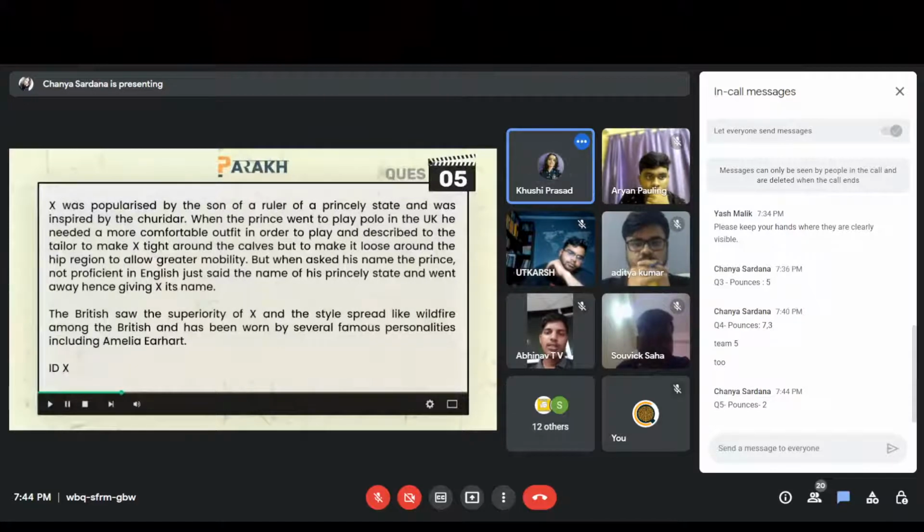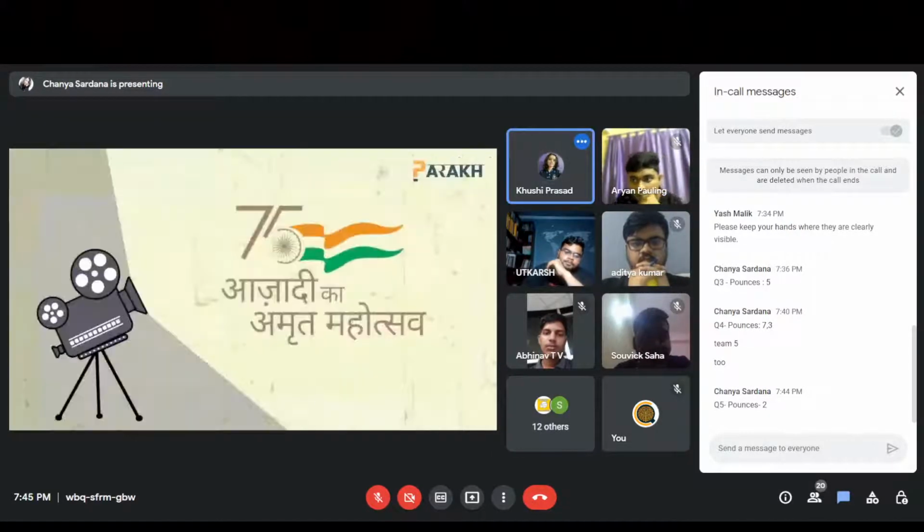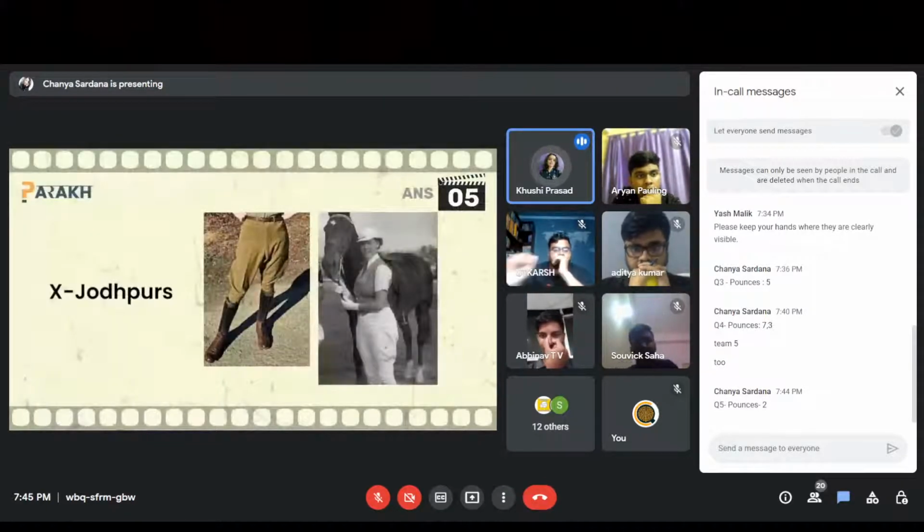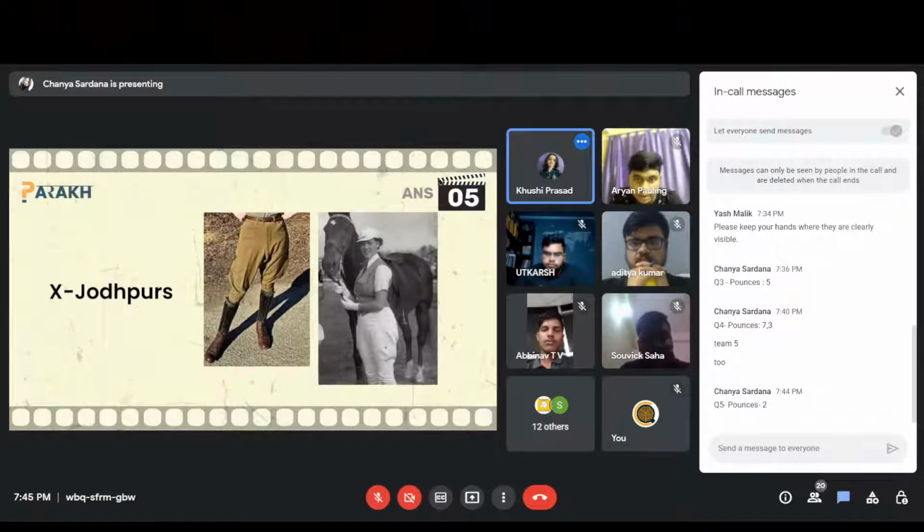Team 1, your answer? So these are the Jodhpurs. Yes, correct. So team 1 gets it right on their direct, so they will be given 20 points. Team 2, you guessed it wrong on pounce, so you'll be given minus 10. So next question.